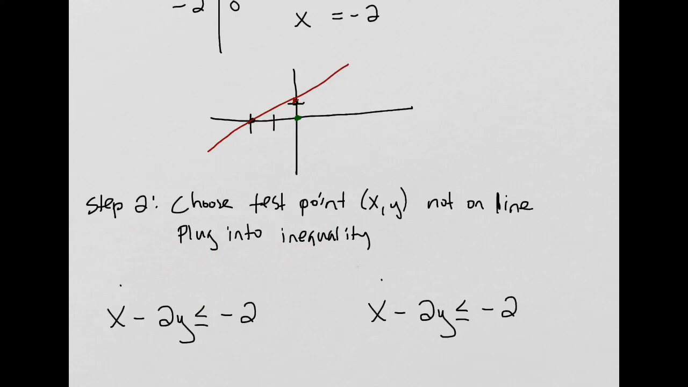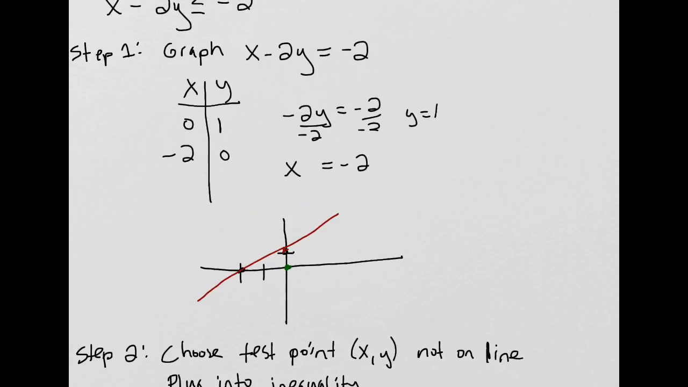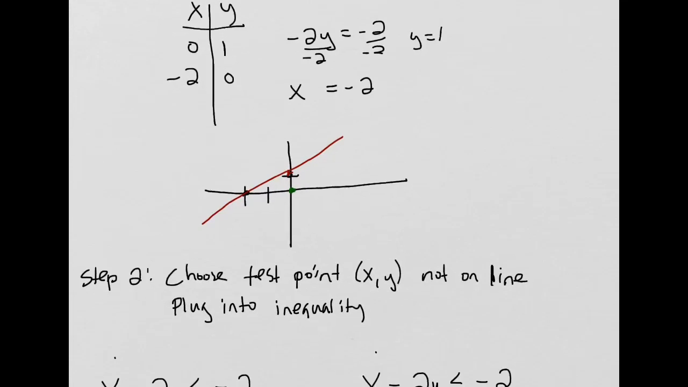Okay, so I've written out our step 2. We want to choose a test point that's not on the line. Why don't I want to pick a test point on the line? Well, I already know that if I take a point from the line and plug it in, it's going to give me a value where x minus 2y is equal to negative 2. So I want to choose a point that's not on the line.